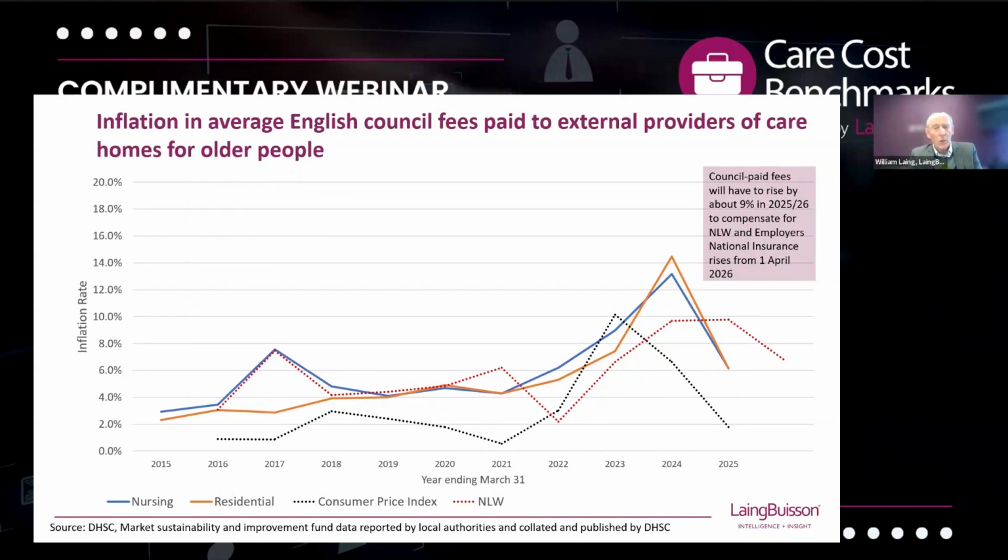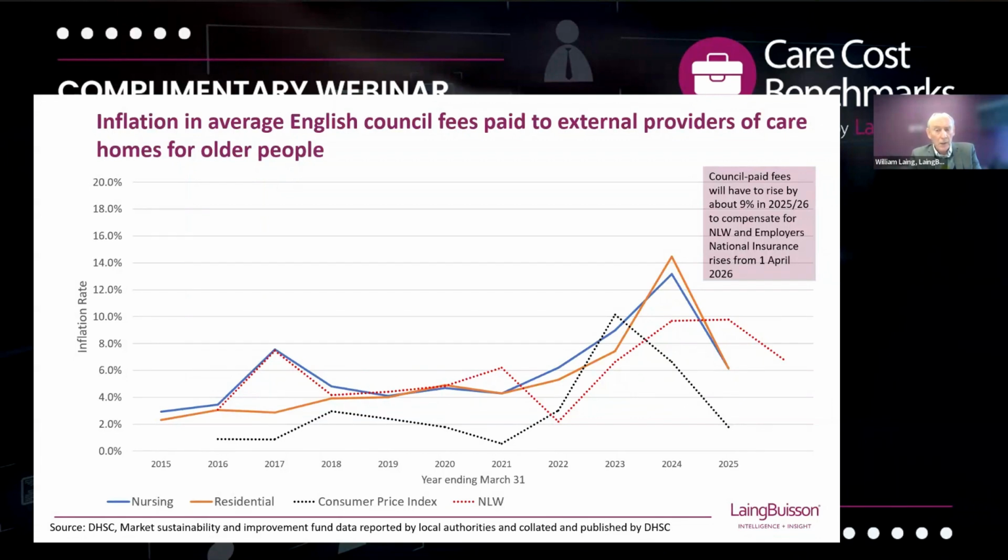What I want to do first of all is look at something which lies outside the Care Cost Benchmark, as a bit of background: the recent history of fee inflation for local authority funded care homes for older people. So this is just older people, it's not younger adults at all.